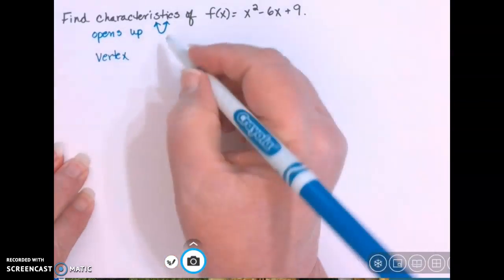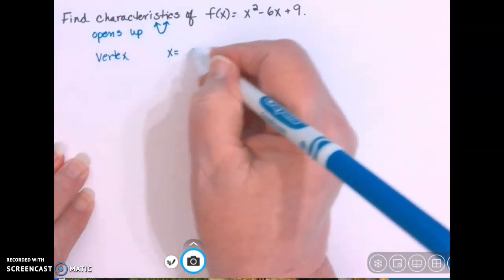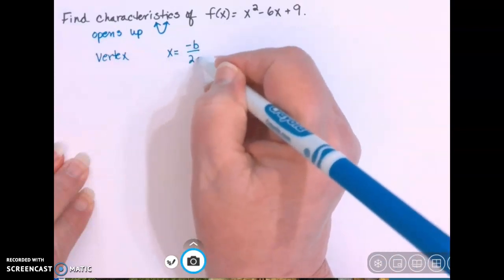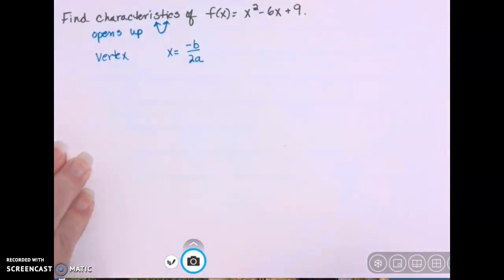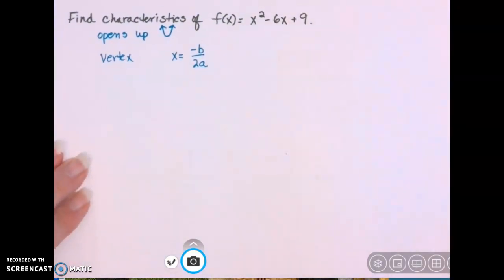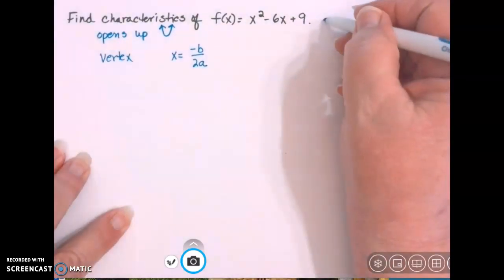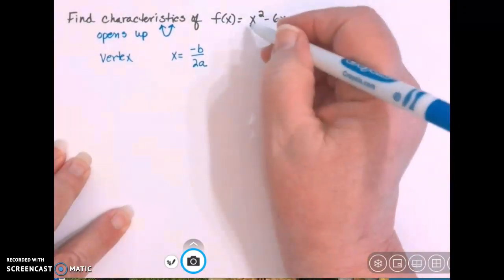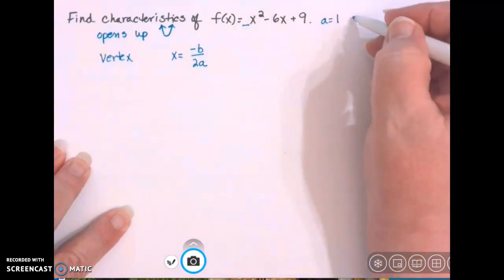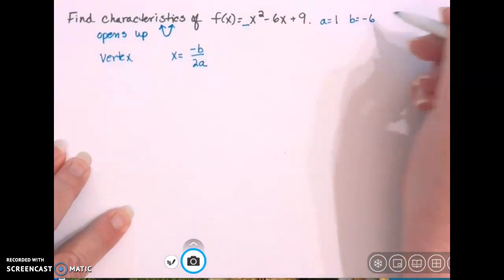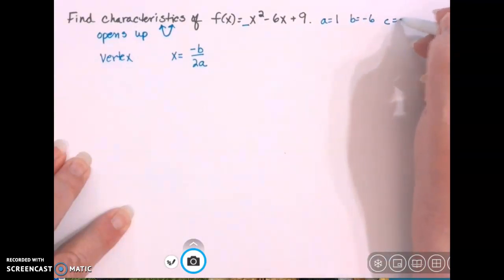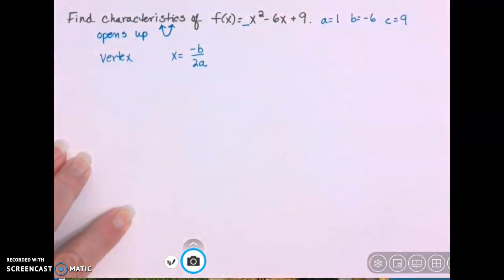And to find that, we know that the x-coordinate of the vertex is negative b over 2a. Now the a and b in this formula represent the coefficients, where a equals 1, there's nothing in front of the x squared, so that's a 1, b equals negative 6, and c equals 9. This is the same a, b, and c that we'll use if we need the quadratic formula in order to find the x-intercepts. But right now we're looking for the x-coordinate of the vertex.